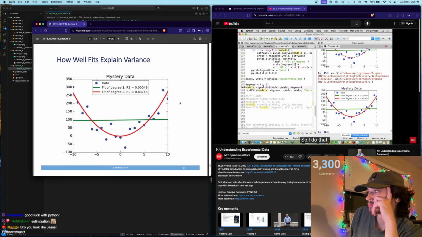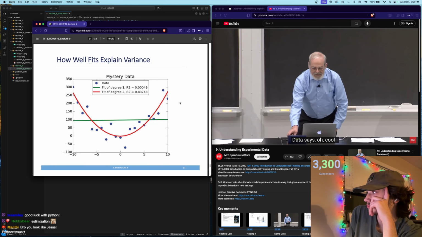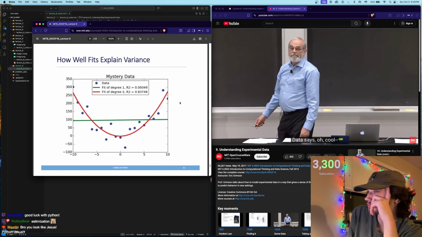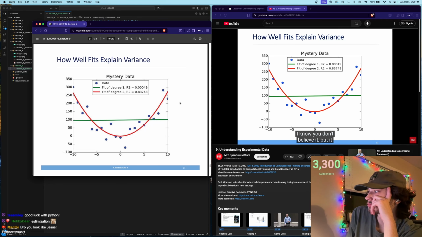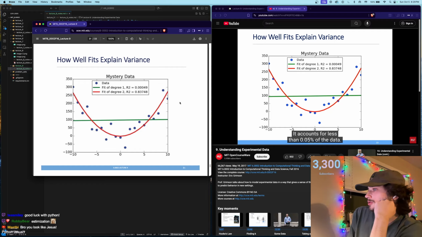So I do that. I got some data there. Looks good. What does the data tell me? The data says, oh, cool. I know you don't believe it, but it is. Because notice what it says. It says the R² value for the line is horrible. It accounts for less than 0.05% of the data.